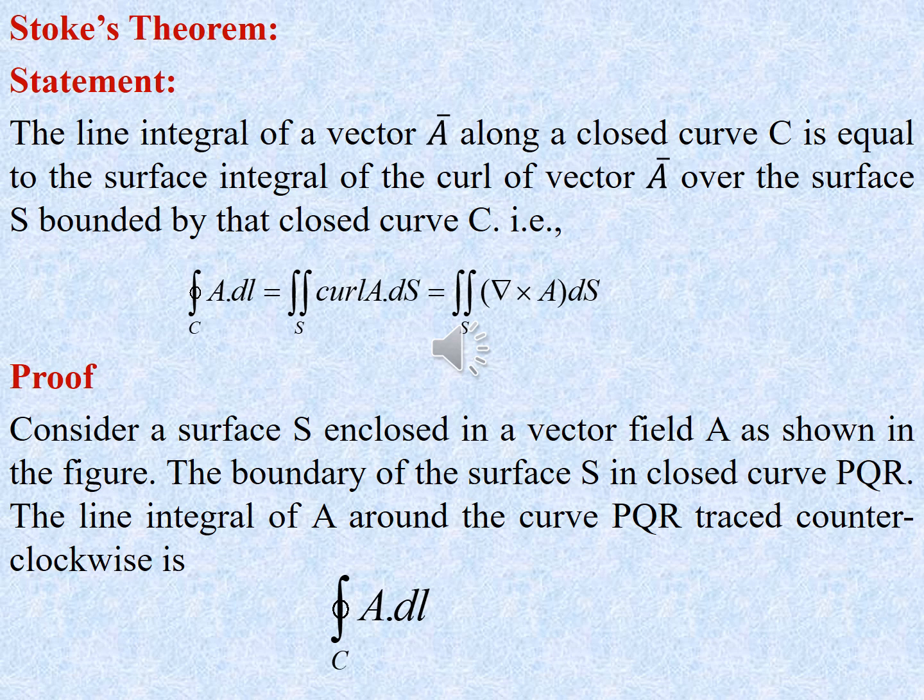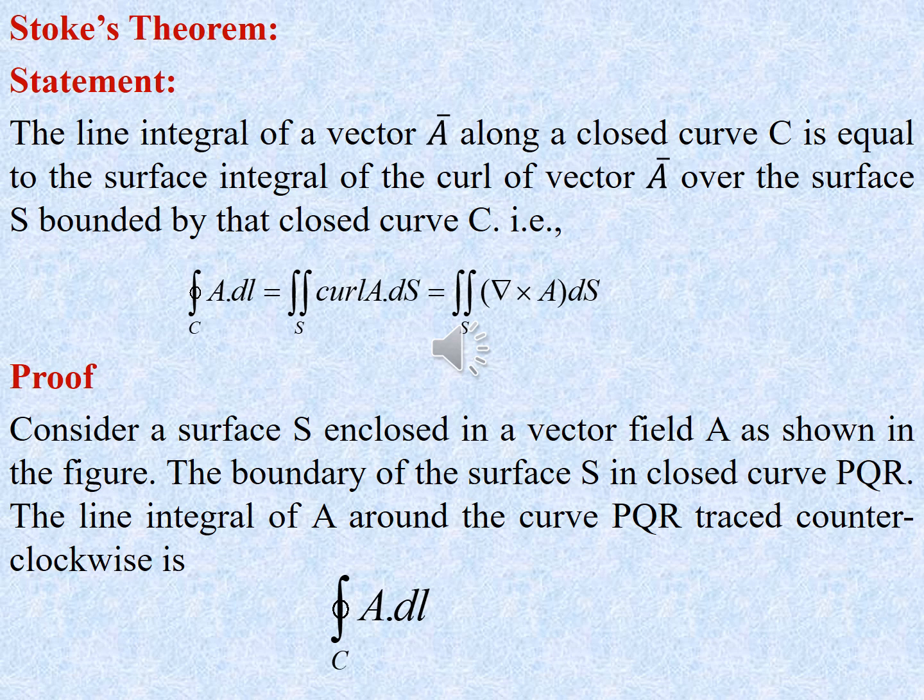That is, closed integral A dot dl is equal to double integral S curl A dot ds, that is equal to double integral S del cross A dot ds. This statement represents, suppose you are taking any closed material, that material having the surface. First of all, we are able to measure the line integral at one point. Then we add the number of line integrals, and it gives the surface integral of the closed curve.